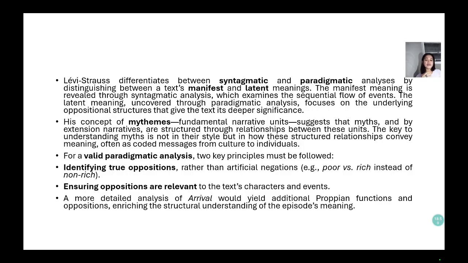So for a valid paradigmatic analysis, 2 key principles must be followed. First is identifying true oppositions rather than artificial negation. Example, poor versus rich instead of non-rich. Number 2, ensuring oppositions are relevant to the text, characters, and events. So a more detailed analysis of Arrival would yield Proppian functions and oppositions, enriching the structural understanding of this episode's meaning.